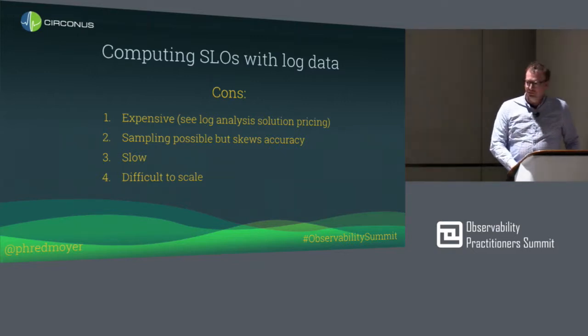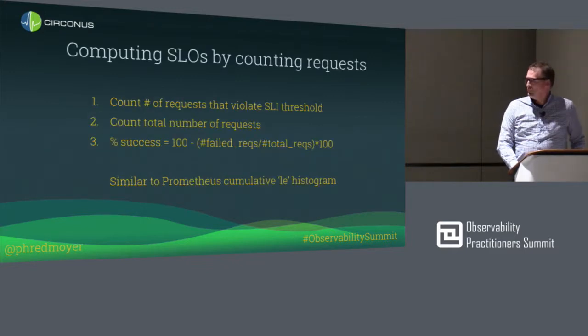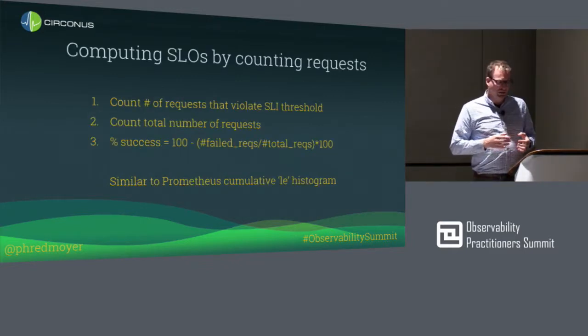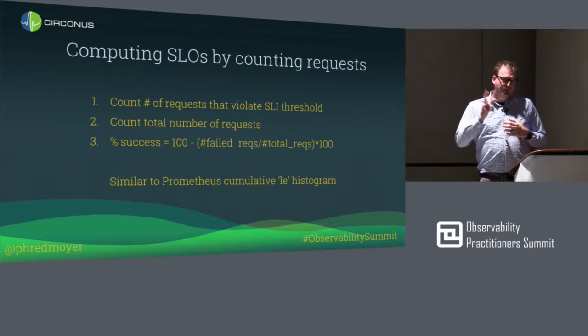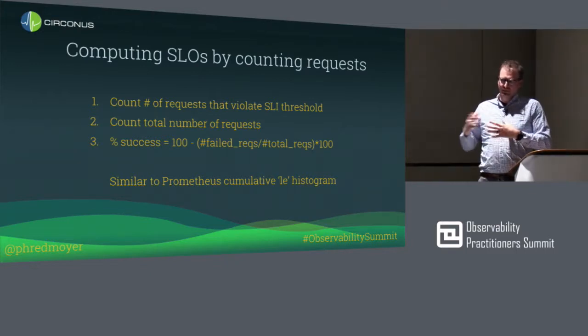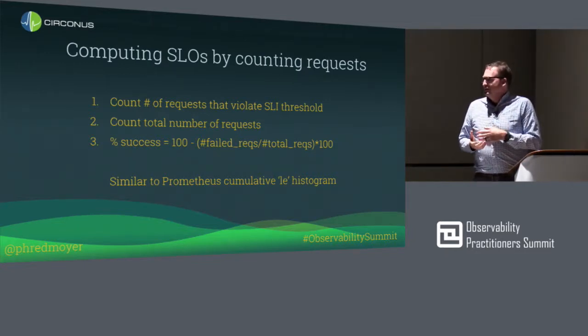So let's take a look at another approach, which is computing SLOs by counting requests. This is another approach that is cognitively easy to understand. We have two counters, one that counts the number of requests that violated my SLI threshold. Say if I set my threshold at 30 milliseconds, I just keep a running count of how many requests violated that. And then I count the total number of requests. Then I divide those, multiply it times 100, and subtract it from 100.